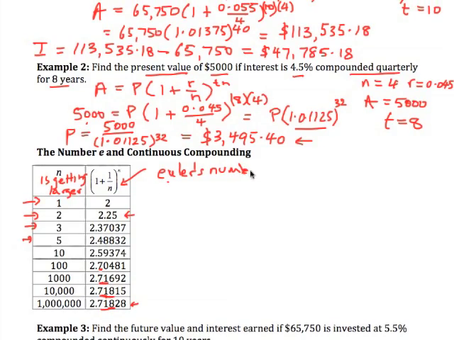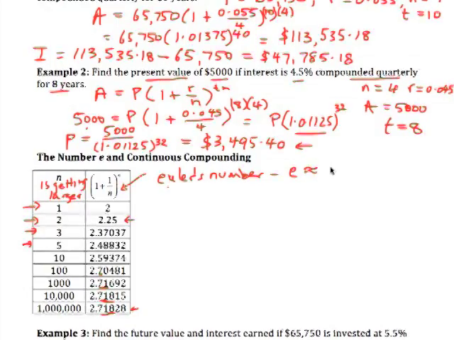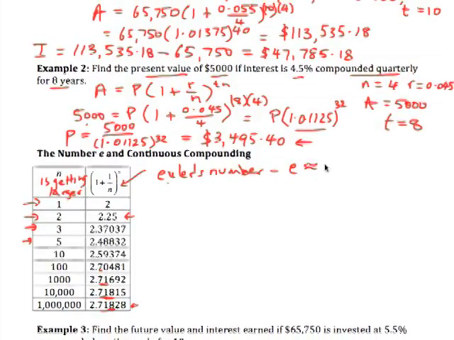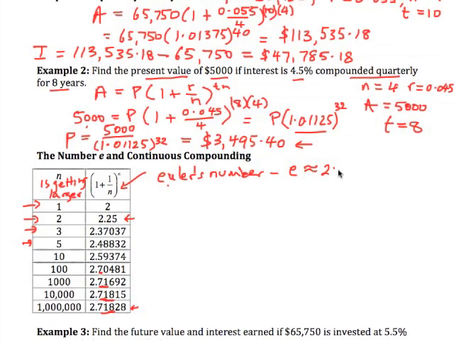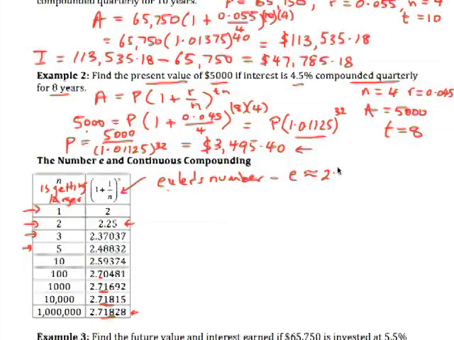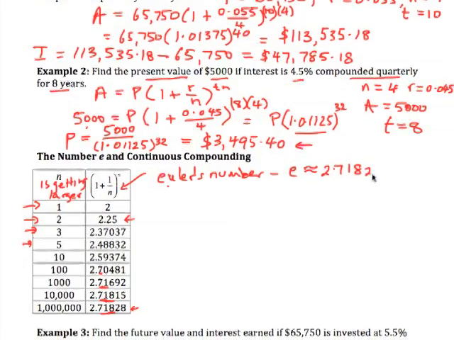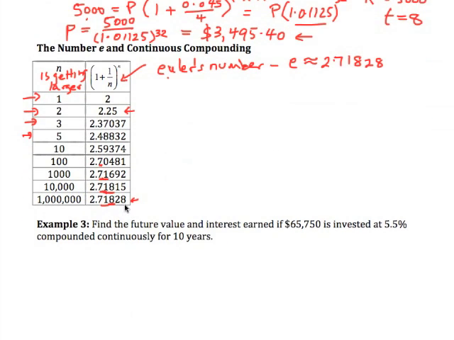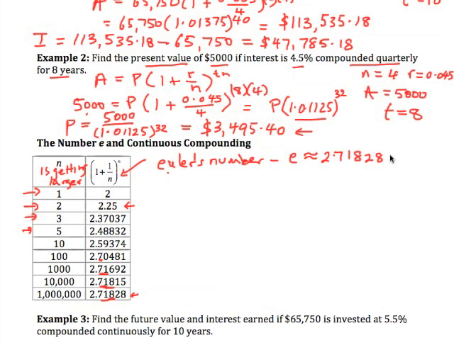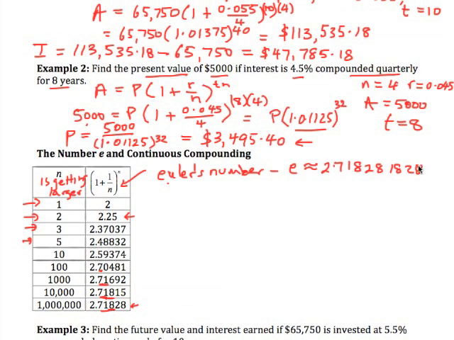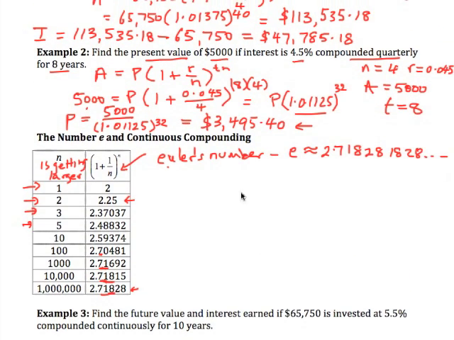We designate it e, and it's approximately equal to... it's what we call a transcendental number. It's a non-terminating, non-repeating decimal number. If I write down a few of the decimal places, there are the ones we got here, and if I just kept going, I'd get 1828, and it just keeps going. This is what we call Euler's number.